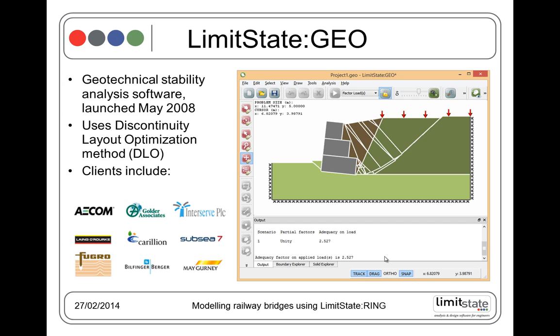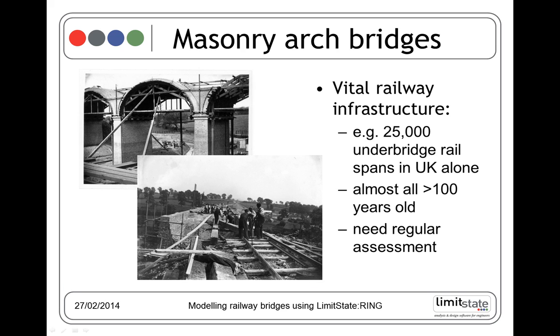So, in terms of railway masonry arch bridges, some background. From a local perspective, in the UK, there are tens of thousands of these bridges still in service on the railways. The vast majority of these bridges were built in the 19th century or very early part of the 20th century. So we're talking about structures which are almost all more than 100 years old. And we need to check these structures, particularly in the light of changing loading regimes, for example.